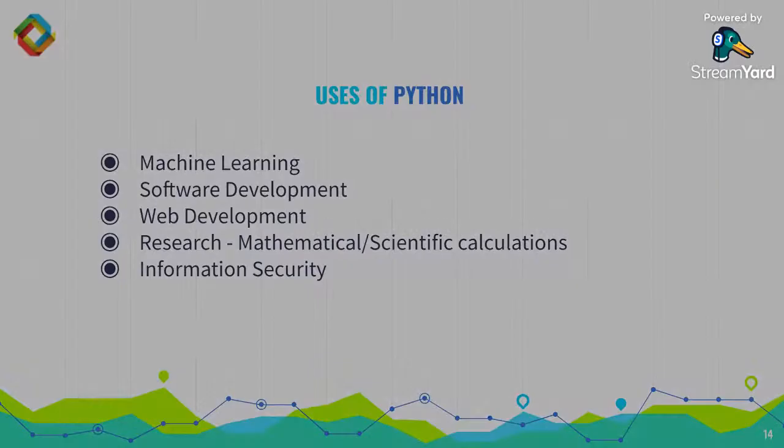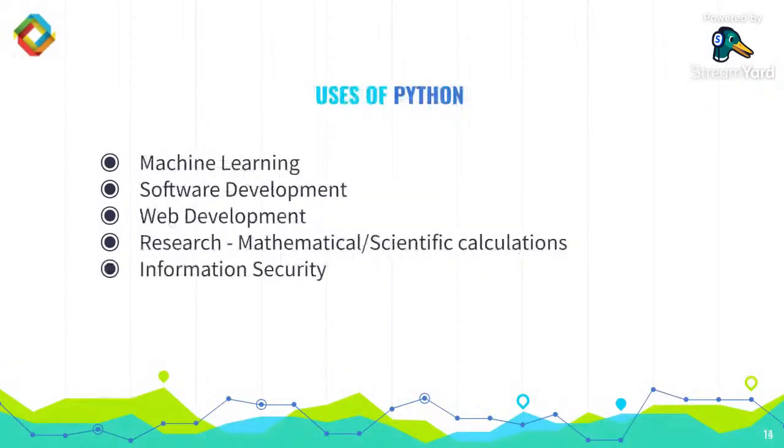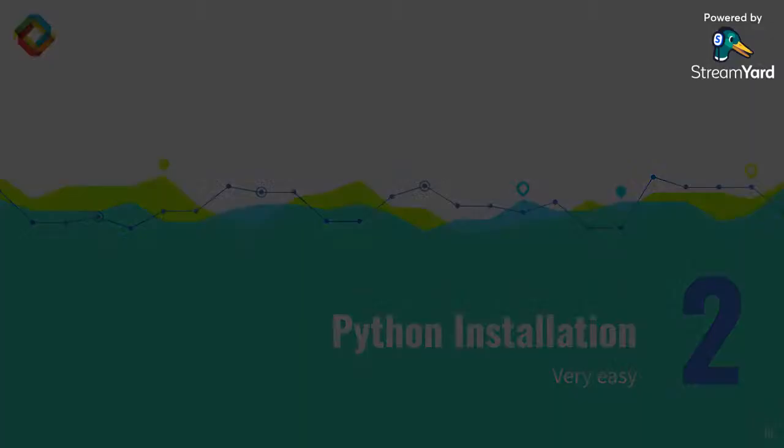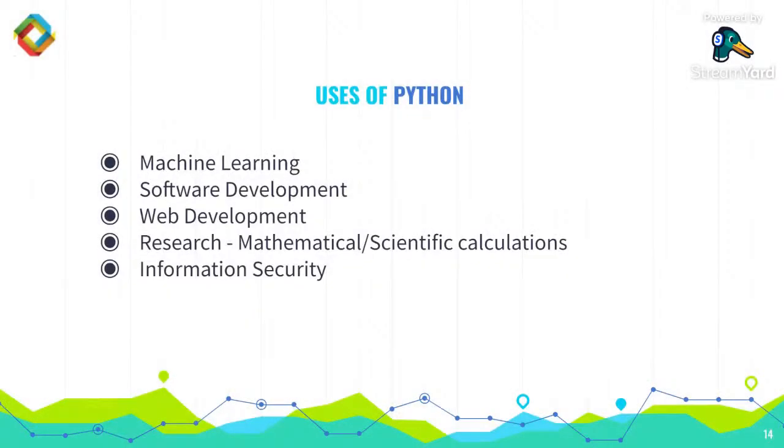So I told you Python is very versatile. So what are the applications of Python? Where is a language like Python used? Machine learning obviously, that is why we are teaching Python in this machine learning session. Another application is in software development, in web development, in research. It is used to make complex calculations, and it is also used in information security.